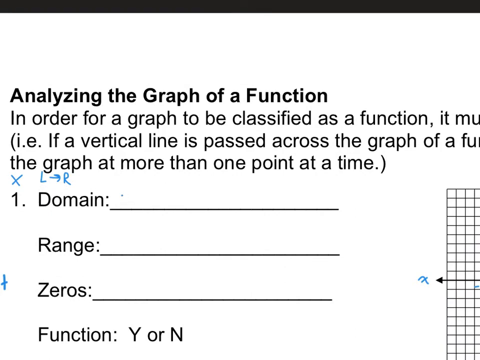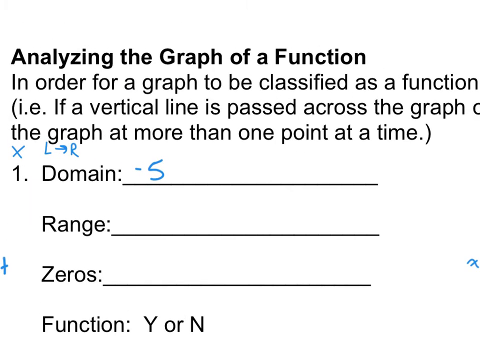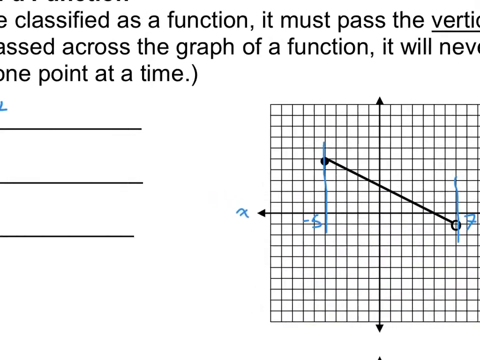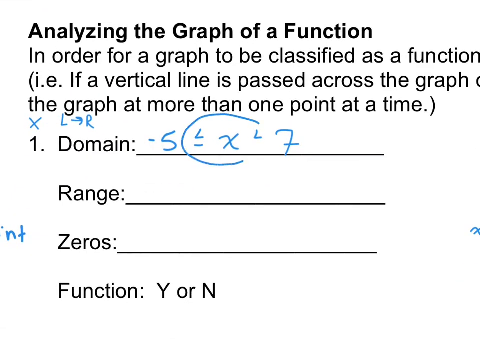So my domain, I'll start with my low one. It is a closed point, so less than or equal to our x value. Another closed point. Oh, I'm sorry, it's an open point this time, so it's not equal to as well, and that would be to 7. You're always going to have this in the middle, pointing in those same directions. The only thing that'll change will be the equal signs.